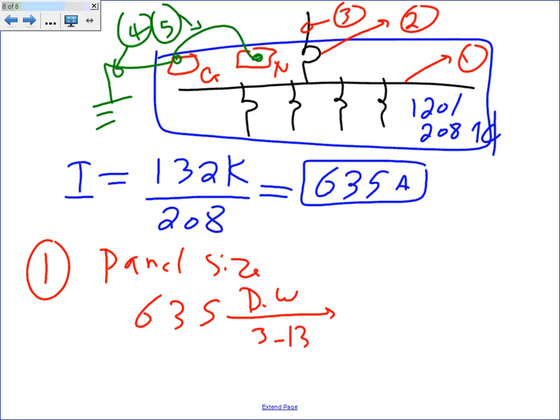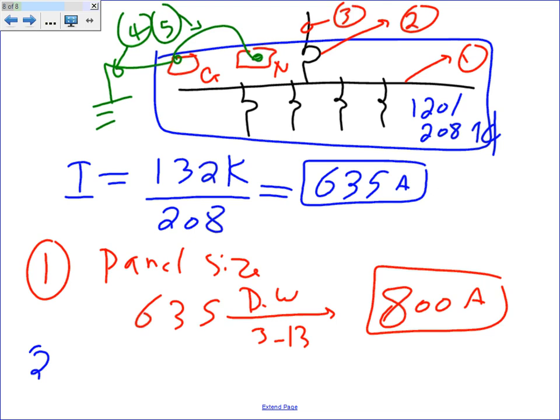What's the size of a panel? 800 amp. I don't have a 700 amp panel, so I'm stuck with an 800 amp panel. Okay. The second thing, number two, overcurrent protection device.